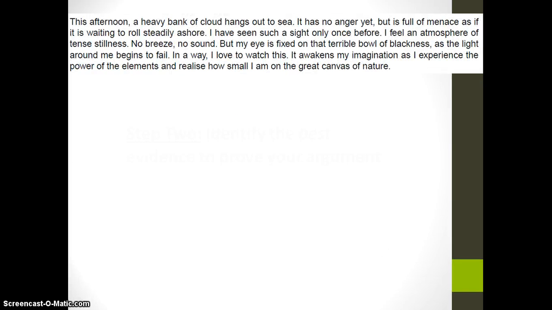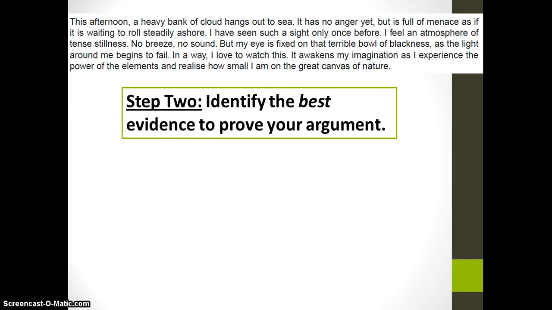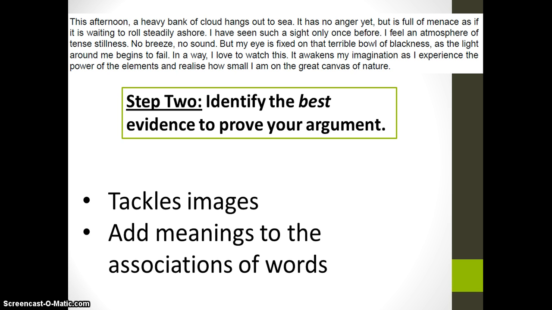Okay. The next step for me is going to be to identify the best evidence to prove your argument. I use the word argument because I think once you've got your overview, it gives you a good structure for your paragraph, and you can keep linking back to it. I've said the storm's dangerous, so I need to pick the best evidence to prove it's dangerous. In the second half of my paragraph, I need to pick the best evidence which shows that Adam is fascinated or intrigued by the storm, even though it is dangerous. And I think what I need to make sure I'm doing as well is tackling images and finding words which are unusual or give lots of associations or meanings.